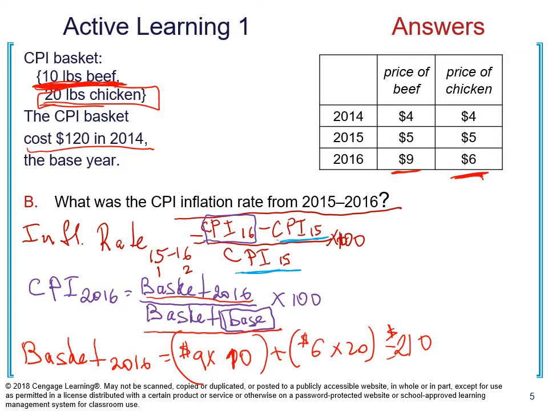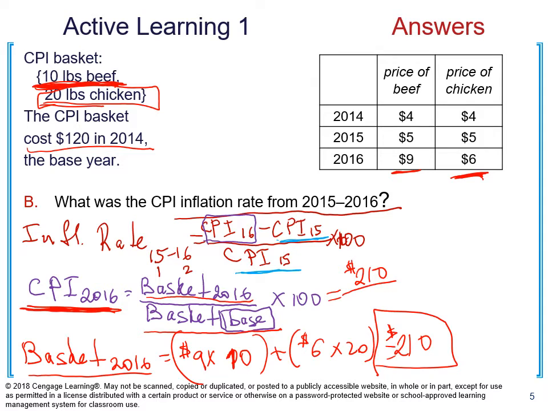So after we calculate this basket cost, what are we going to do? We're going to take this number and plug it into the formula to calculate our CPI for year 2016. So I'm going to continue over here. Basket cost for year 2016 is going to be $210. Basket cost for the base year, we already know that it was $120. Multiply by 100. If we put all those numbers in the calculator, the index is going to be 175. Remember, there are no units attached to it.